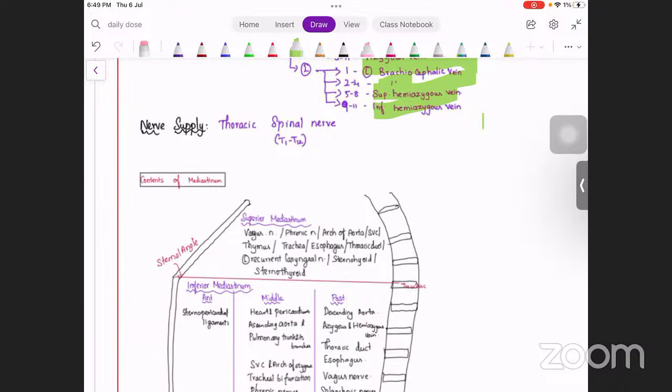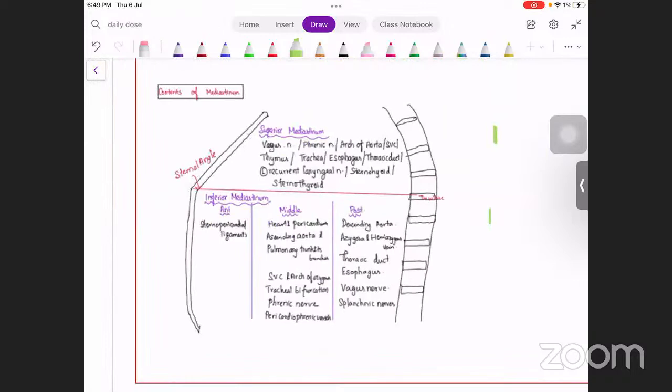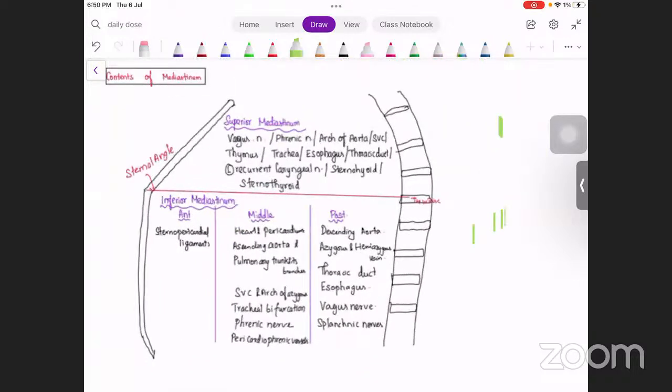Okay, this is all about the thorax, people: blood supply, muscles, and then the bones. Now, speaking about the mediastinum, what are its contents? As we said, there is an imaginary plane passing between the sternal angle of Louis and the IV disc between T4 and T5, which divides your mediastinum into superior and inferior mediastinum, people.